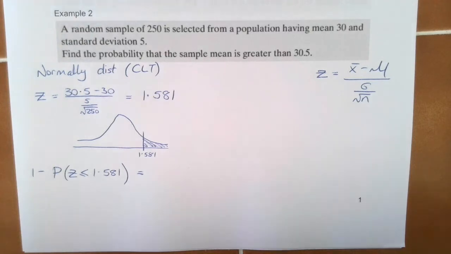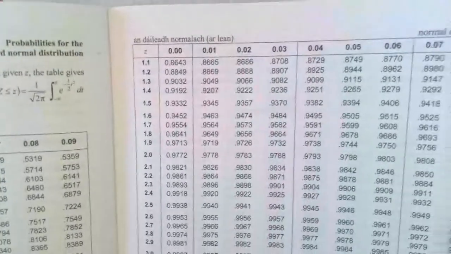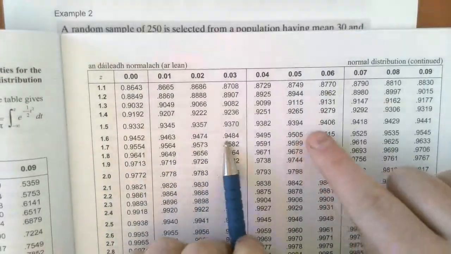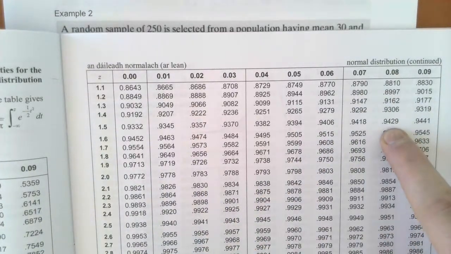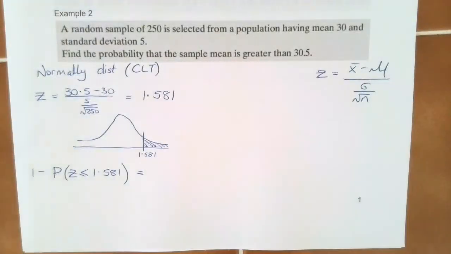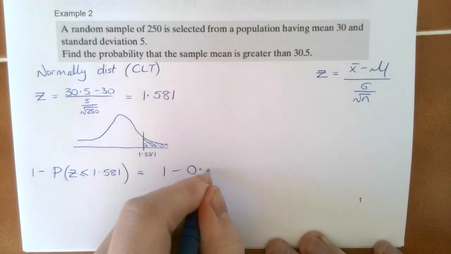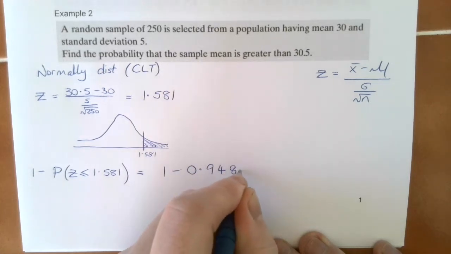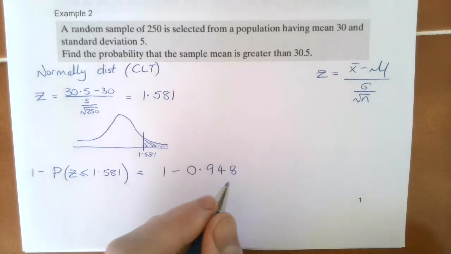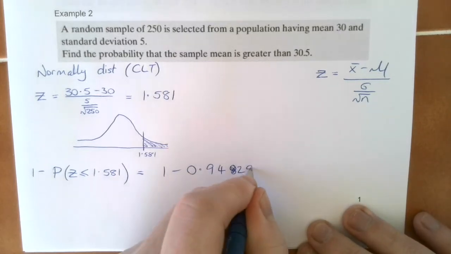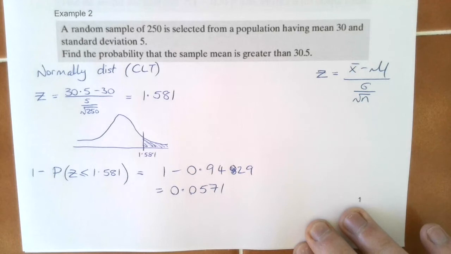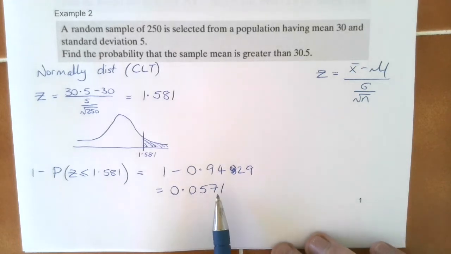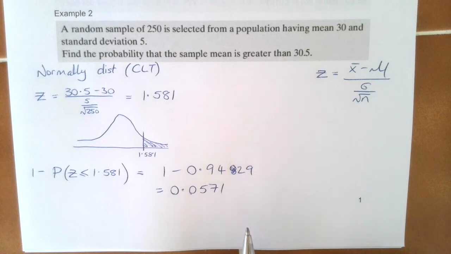So we need to go to our log tables. We need to go to 1.58, which we can see would be over here, and our probability is equal to 0.9429. So it's going to be 1 minus 0.9429, and it's 0.0571. Okay, so that is the probability that the mean is greater than 30.5.